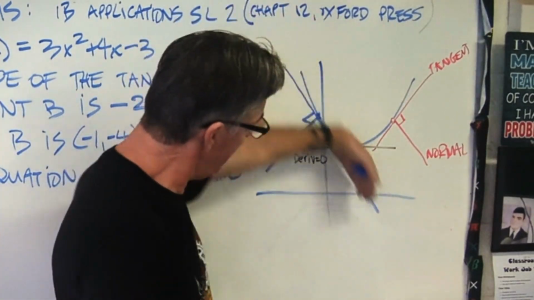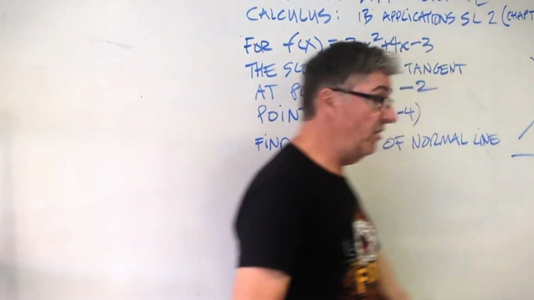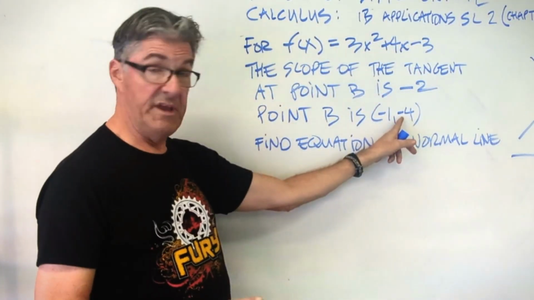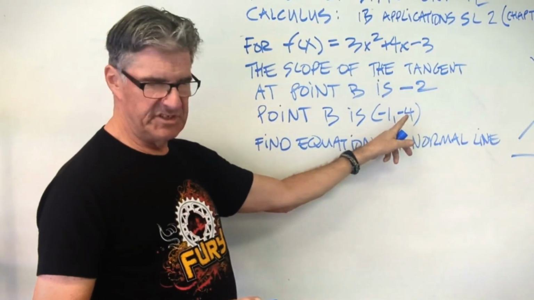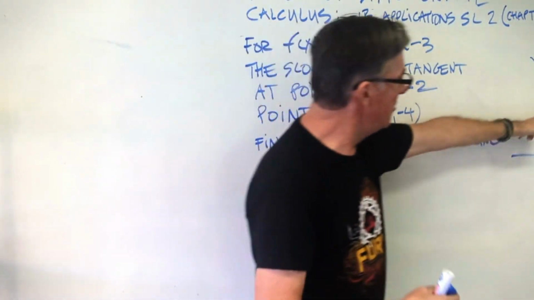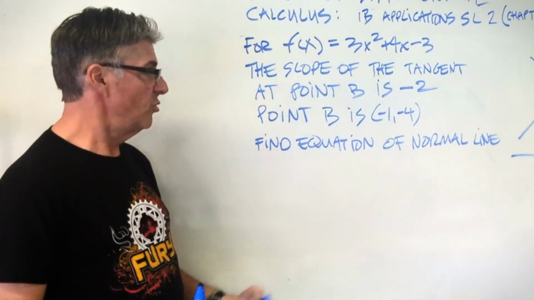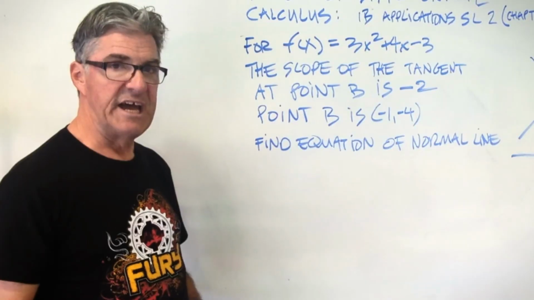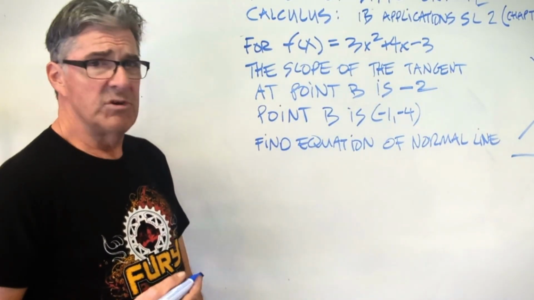So remember, the normal line is at 90 degrees to the tangent line. So we have a point. This point is also on the normal line because where the tangent and the normal meet, they meet at that point. So what are you going to be able to do? We need to find the equation of the normal line. You have enough information. Pause the video and write down what you have.